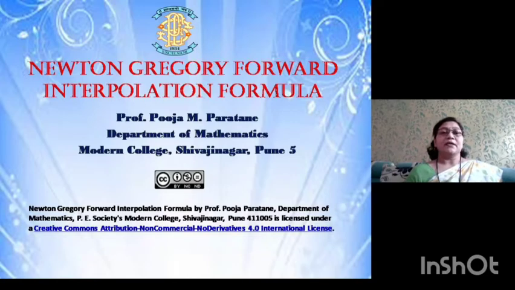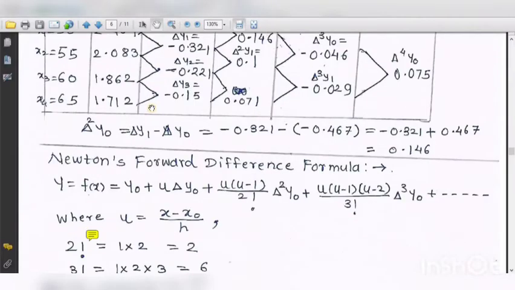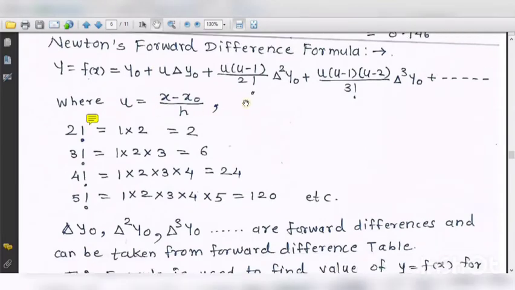So let us see the Newton-Gregory forward interpolation formula and the examples based on this formula. So this is the Newton's forward difference interpolation formula. What is it? y equal to f x equal to y0 plus u into delta y0 plus u into u minus 1 upon 2 factorial delta square y0 plus u into u minus 1 into u minus 2 upon 3 factorial delta cube y0 plus and so on. So it contains n number of terms.